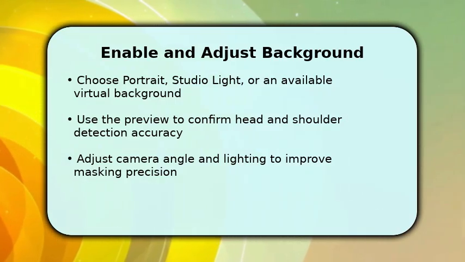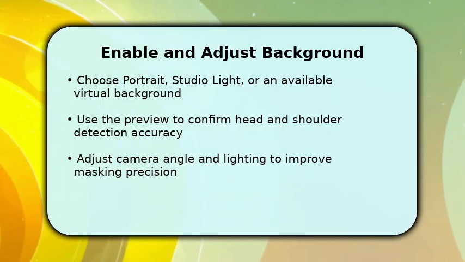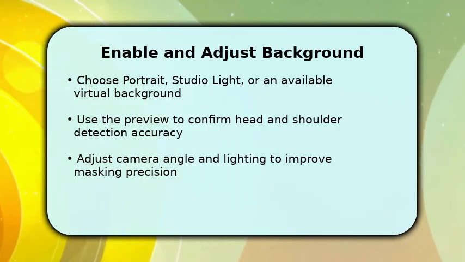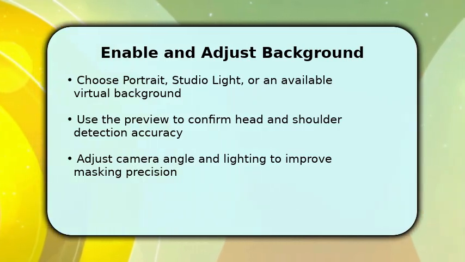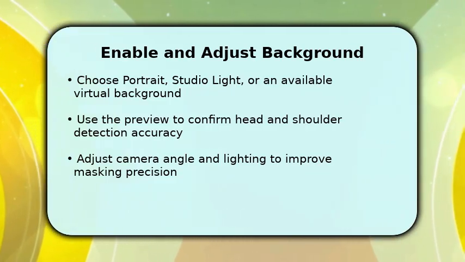If detection misses hair or shoulders, tilt your phone slightly or move to softer light, and the TrueDepth sensor recalculates the segmentation. Make sure not to move too fast. Slow, deliberate adjustments let the algorithm build a stable mask.